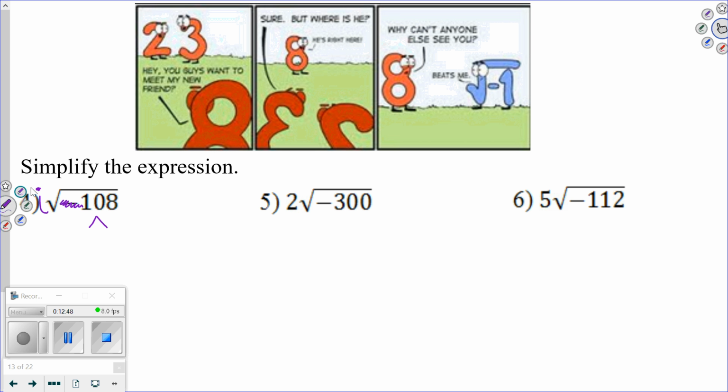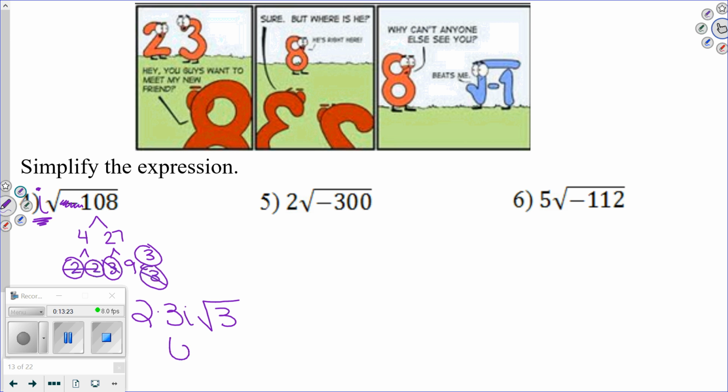108. What do you multiply to get 108? That's where you went last time, isn't it? All right. And then 2 and 2. 3 and 9. 3 and 3. So we got a pair of 2's that come out. Got a pair of 3's that come out. I have a single 3 that's left over, so leftovers go inside. And don't forget, we also have the i, because there was a negative. So that's going to be 6i radical 3.